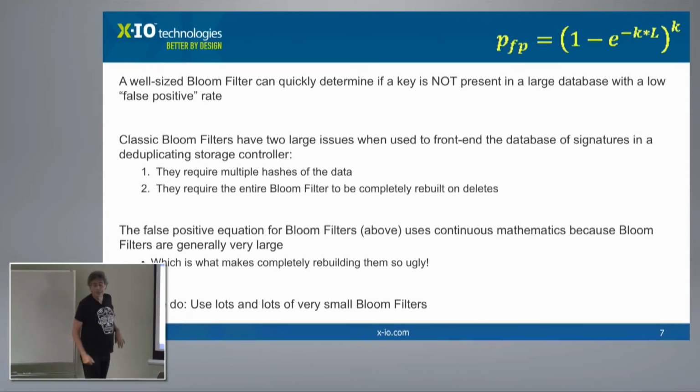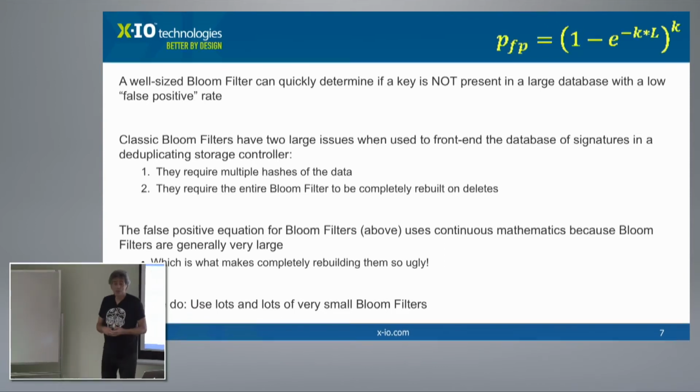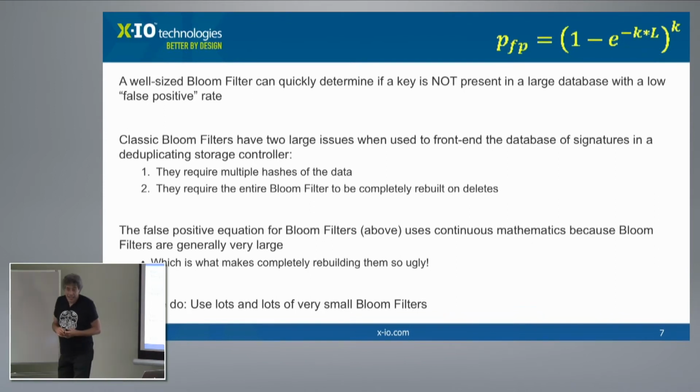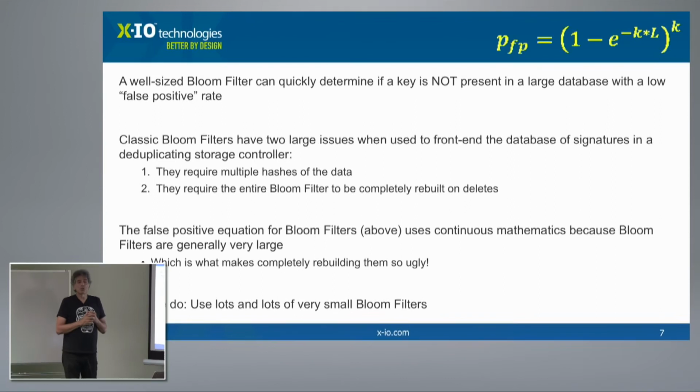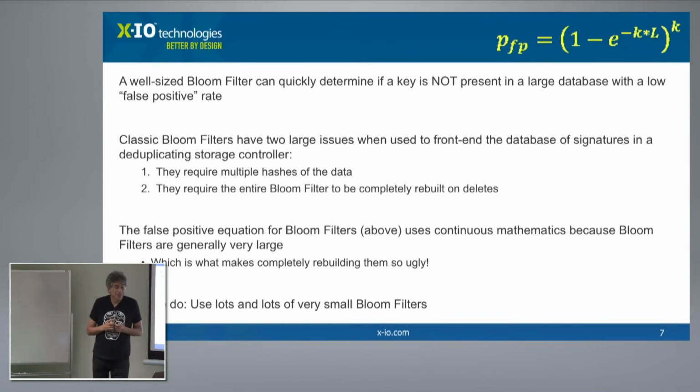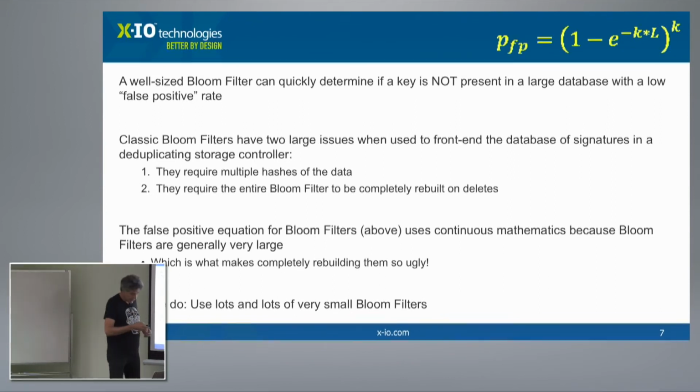So here's what a Bloom filter is. It's a huge bitmap. What you do is you take the thing you're looking up and you create multiple hash functions of that thing. The number of hash functions that you create is the K in this equation.